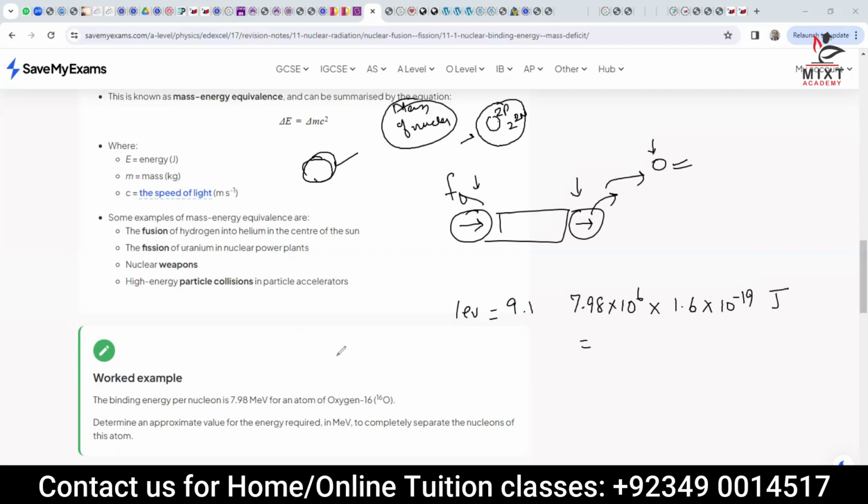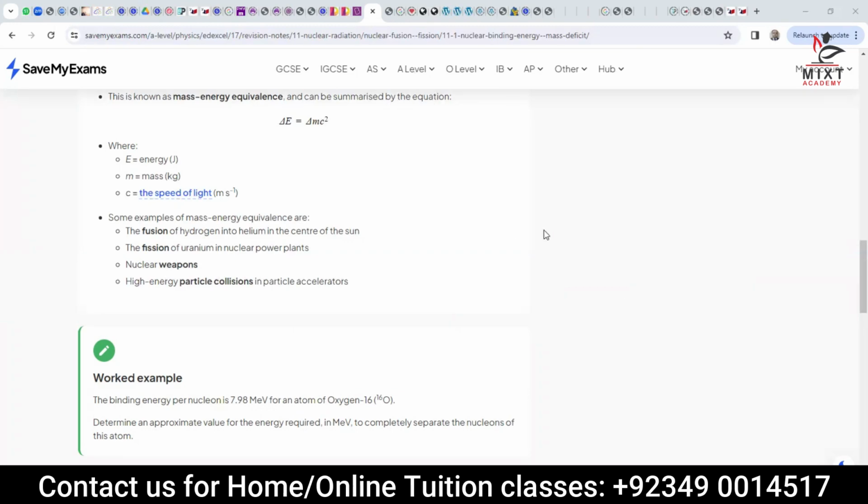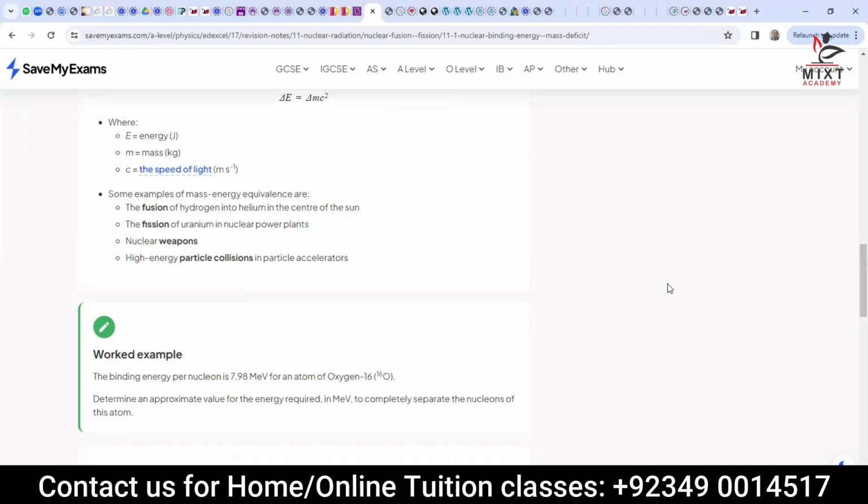But here, let's see what they are asking. They say binding energy per nucleon is 7.98 mega electron volt for an atom of oxygen 16. Determine an approximate value for the energy required in mega electron volt to completely separate the nucleons of this atom. How will you do this? Energy is given per unit nucleon. Yes, Manu, can you hear me again? So what to do in this? How will you proceed?